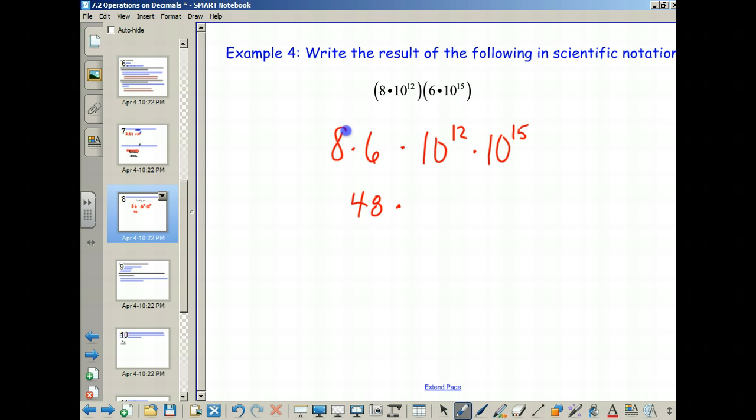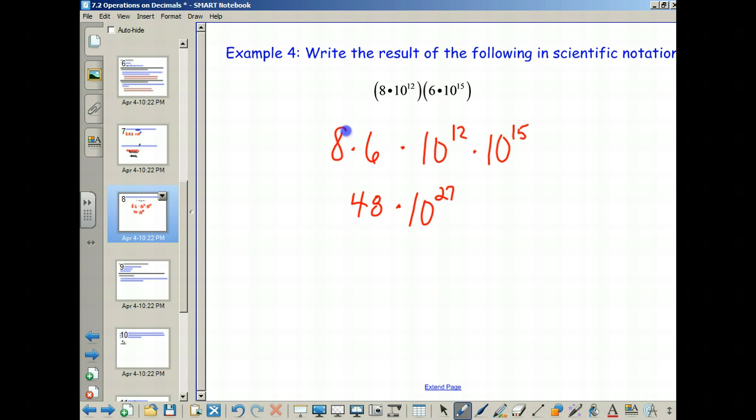Okay, now I've got a 10 to the 12th and a 10 to the 15th, and this is properties of exponents. How do I combine those? Add the exponents, you do. This is 10 to what power? 27. Now, we've done all the actual calculation here, but we're not quite done.